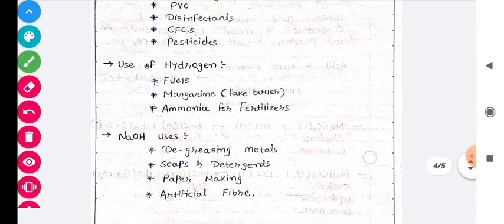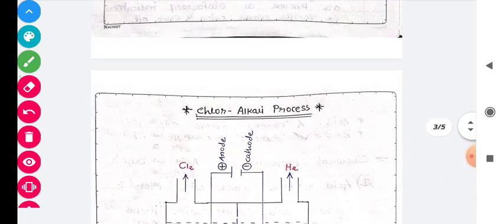In the manufacturing of soaps and detergents, this sodium hydroxide is utilized. Third is in a paper making from the wood pulp, the sodium hydroxide is utilized. And fourth is artificial fibers. To manufacture the artificial fibers like rayon, nylon, acrylic, polyester, this sodium hydroxide is utilized. So dear students, this is all about sodium hydroxide solution.